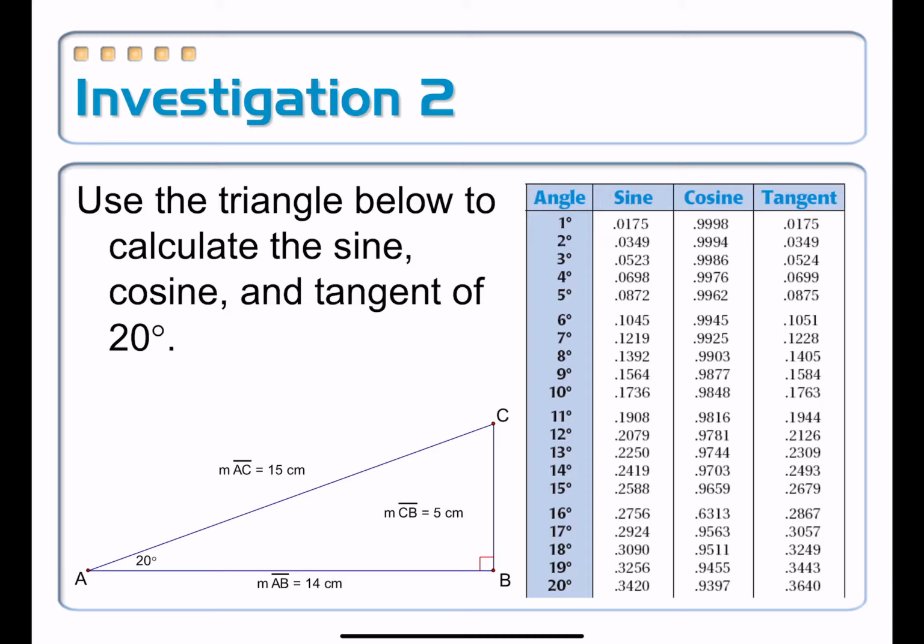I used a protractor, I used a ruler, as accurate as I could, and I just rounded everything to the nearest centimeter. So I got 5 centimeters for one side, 14 centimeters, and 15 centimeters. So let's use these numbers in order to calculate the sine, the cosine, and tangent of 20 degrees.